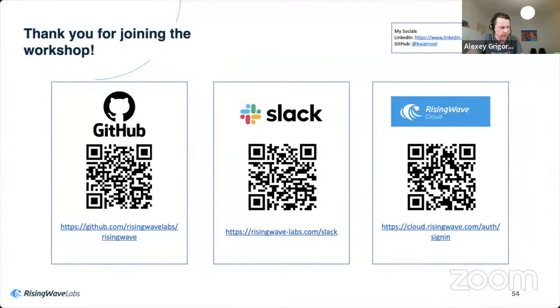I was taking note of these questions, and the first question is: what's the difference between RisingWave and Apache Flink? Because I know Apache Flink can also do all these joins, right? So what is the main difference between RisingWave and Flink?